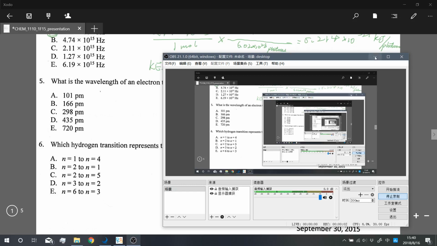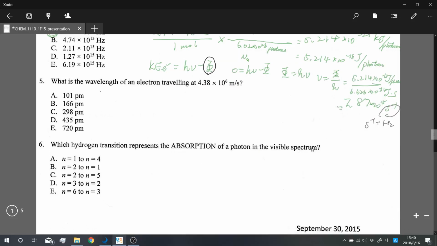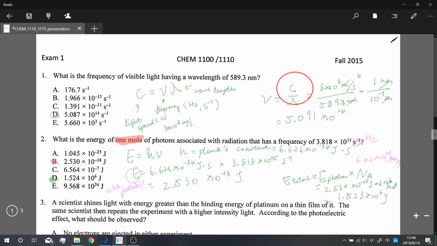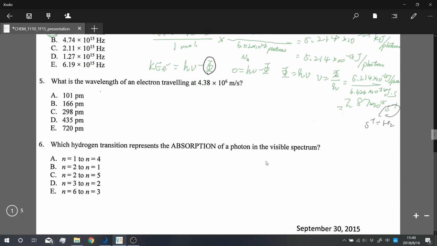Okay, so I'll do one more question for today. We're still on the first exam from the 2015 fall semester, and we are working on question number 6. Sorry, my computer crashed for the last time, so I lost my notes for this question. I'm sorry. All right, let's get started. It says: which hydrogen transition represents the absorption of a photon in the visible spectrum?